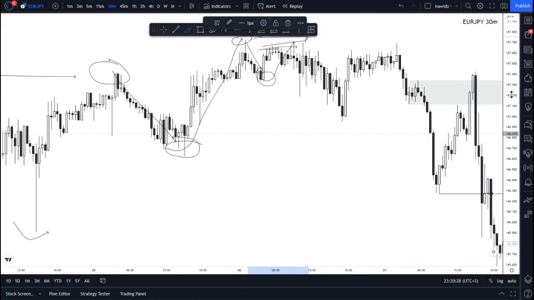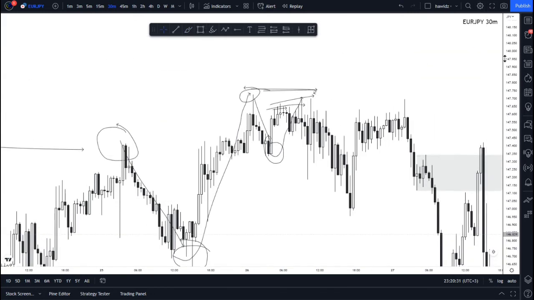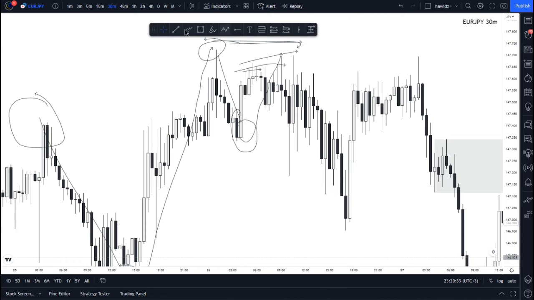Lo and behold, from this area here, what did price do? Price came down and took out this low, meaning that this is a breakout structure to the downside. So now we have a breakout structure to the downside. The next thing is looking for that S&D zone.